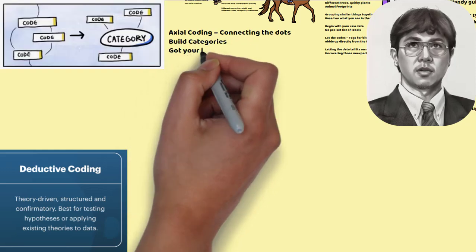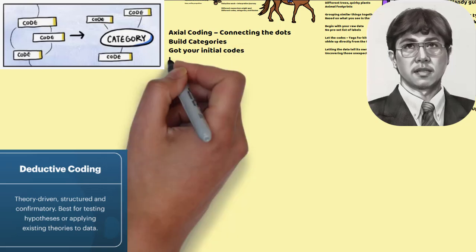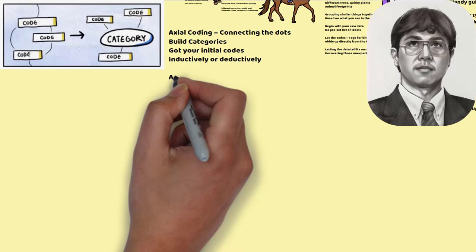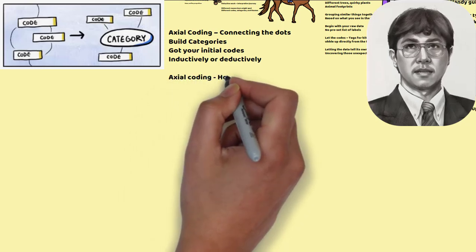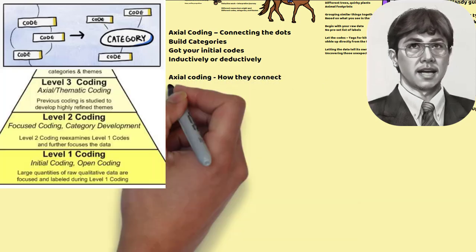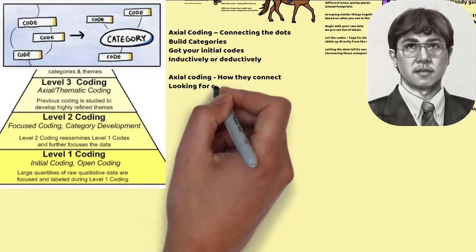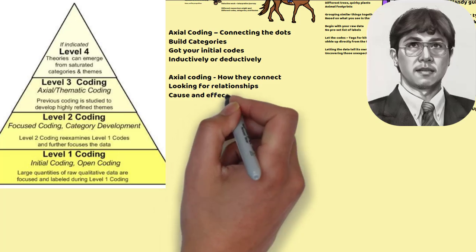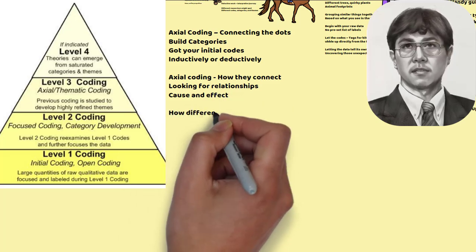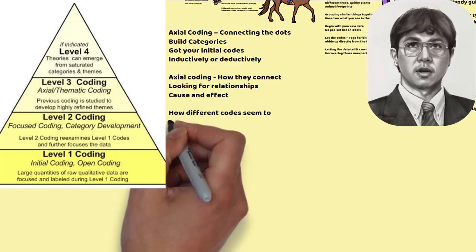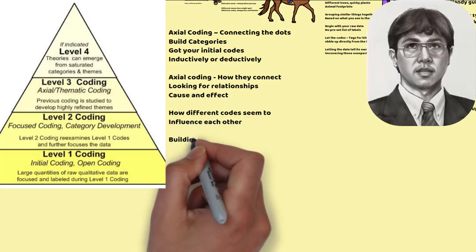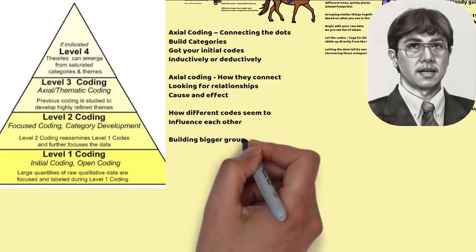So, you've got your initial codes, whether you found them inductively or deductively. Axial coding is like taking those individual observations in the forest, a specific type of leaf, a bird call, and starting to see how they connect. You're looking for relationships, maybe cause and effect, or how different codes seem to influence each other. Think of it as building bigger groups, or categories, by linking your initial codes around a central idea or phenomenon. This helps you go beyond just describing what's there to understanding how things are connected.